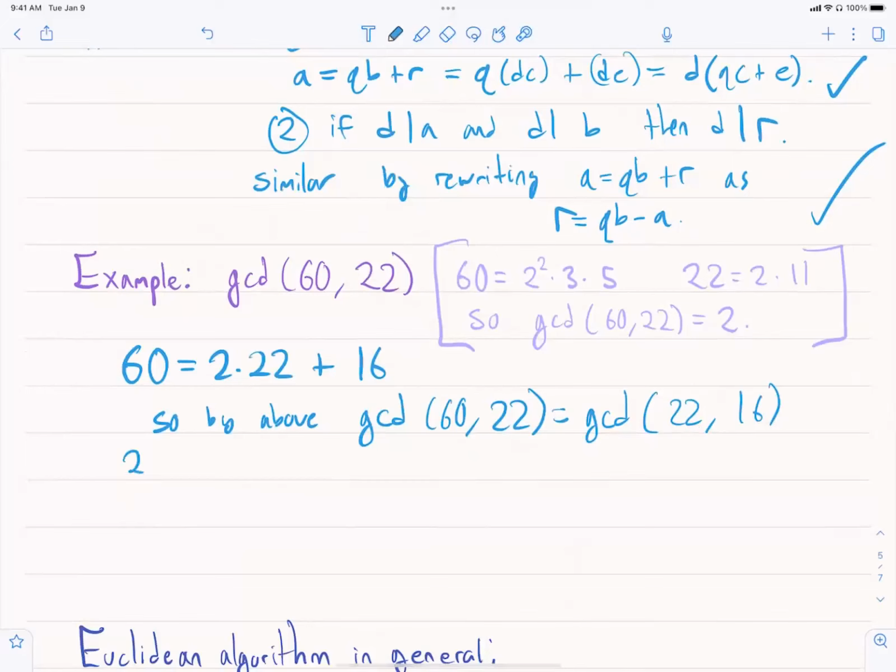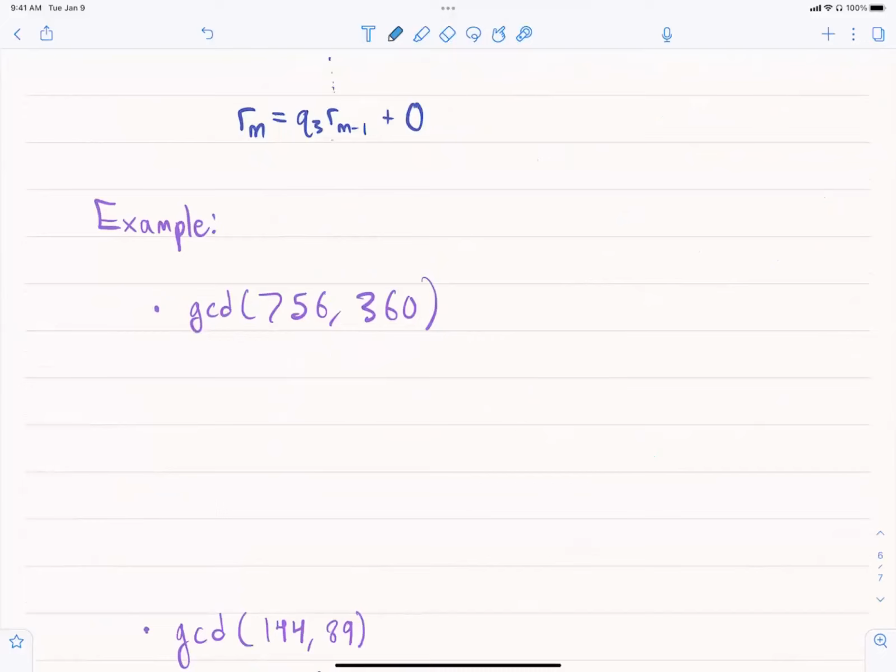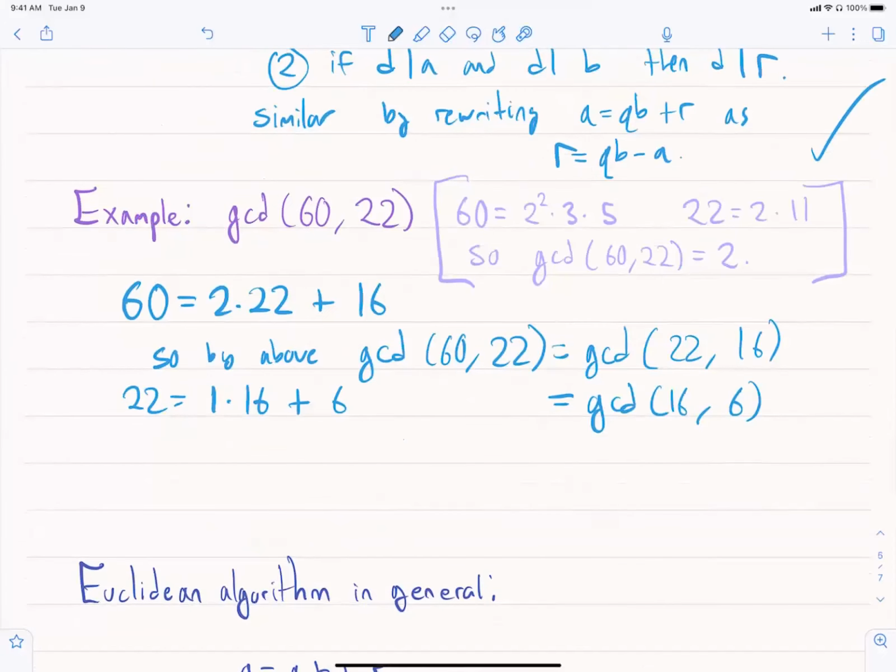So I divide 22 by 16. Well, I just get 1 times 16 plus 6. Again I'm just applying the same statement, now to this expression, and that gets that the GCD of 22 and 16 is equal to the GCD of 16 and 6. But this is still equal to the GCD I was trying to compute to start with, so good. But now I do the same thing with 16 and 6.